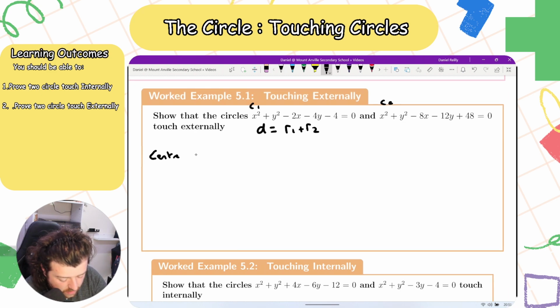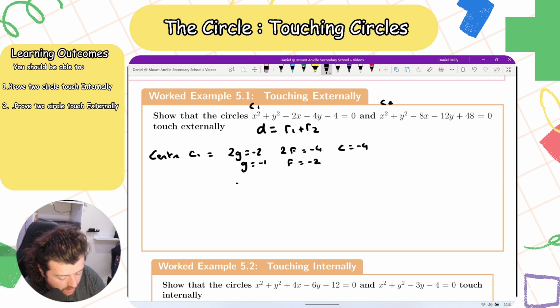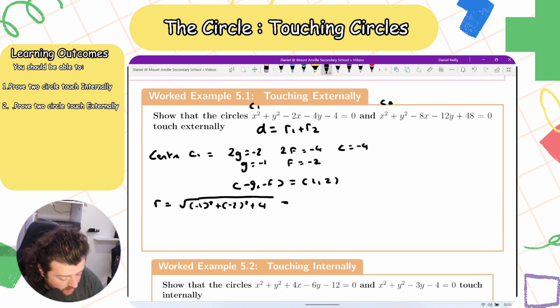For C1, 2G equals minus 2, so G is equal to minus 1. 2F is equal to minus 4, so F is equal to minus 2. And C is equal to minus 4. So my center is minus G, minus F, which is (1, 2). My radius is equal to the square root of G squared plus F squared minus C, if you recall. So it's minus 1 squared plus minus 2 squared plus 4, because it's minus negative 4. That is 1 plus 4 plus 4, which is 9, so the radius is 3. So there's my radius and my center point.